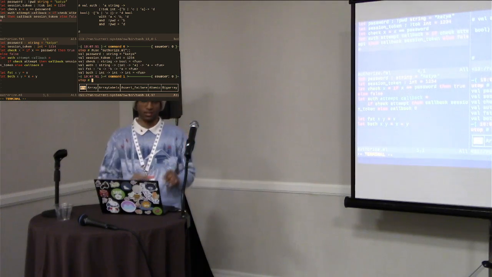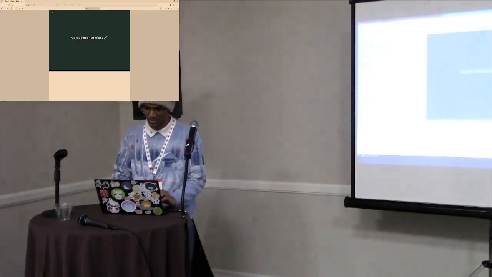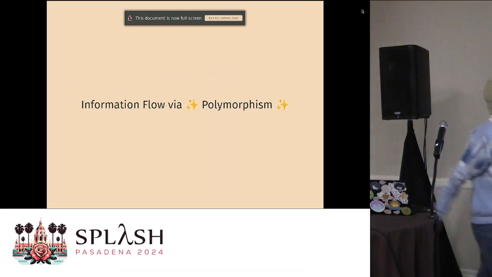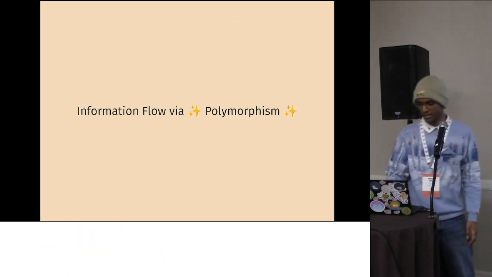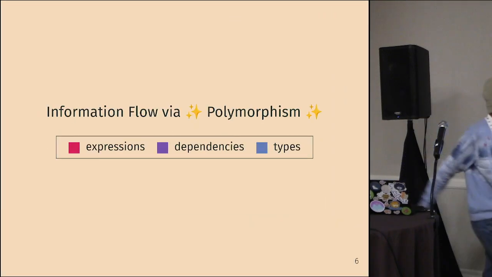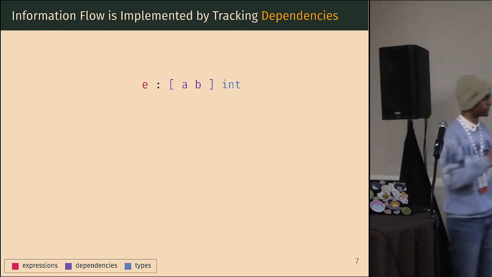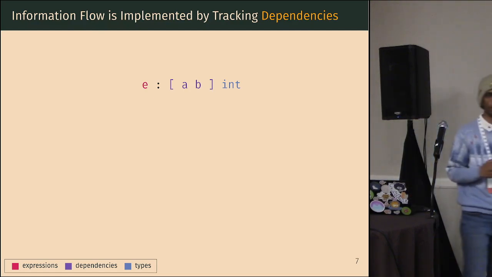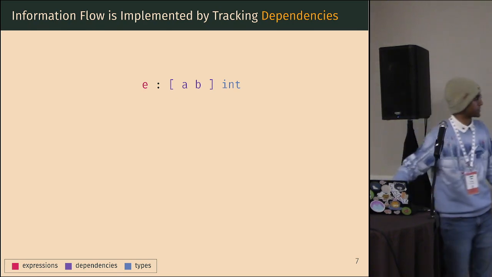So that's the demo. And okay, so the idea here is we're going to leverage this ability of OCaml to use polymorphism to talk about information flow, and basically try and take that to its logical extreme, right? Okay, so this is the basic syntax of our system.